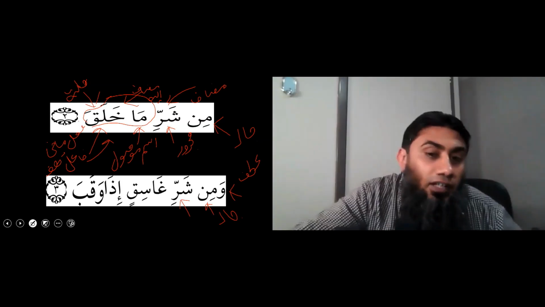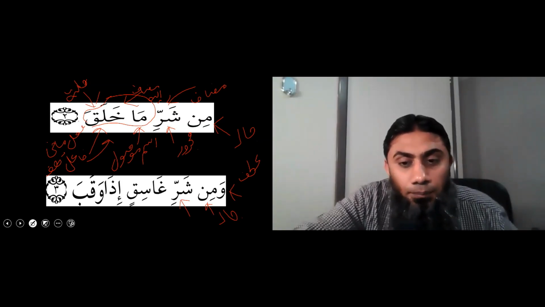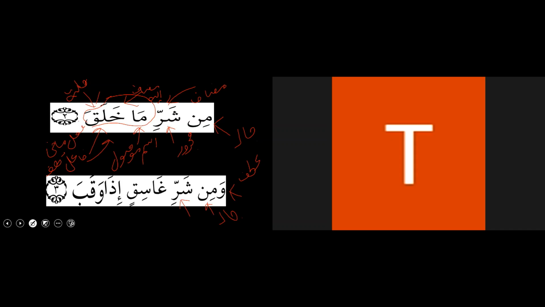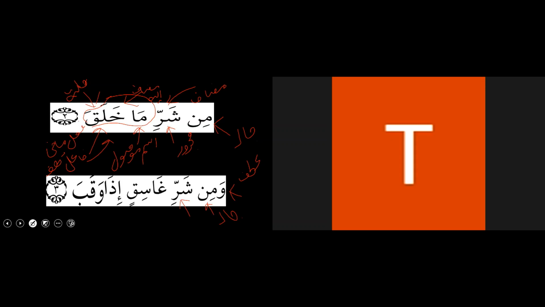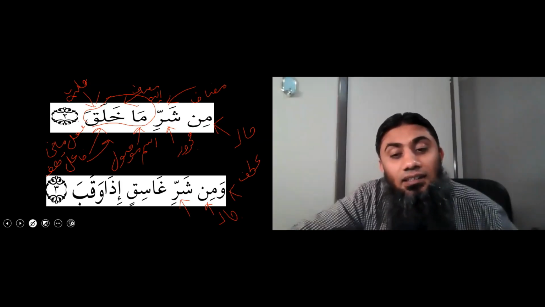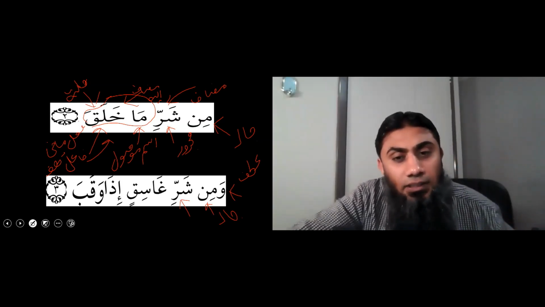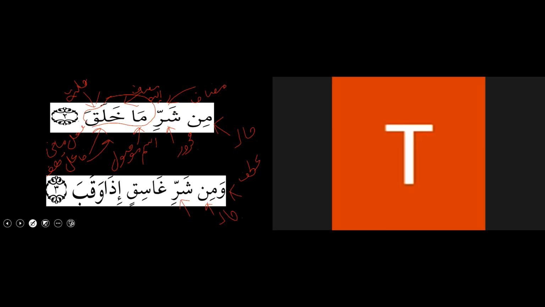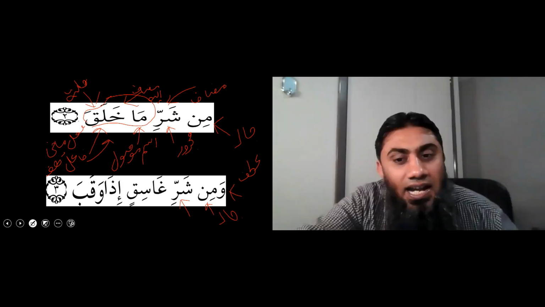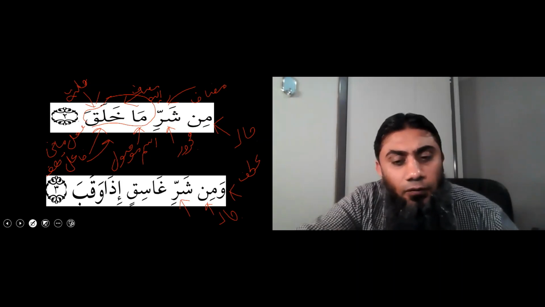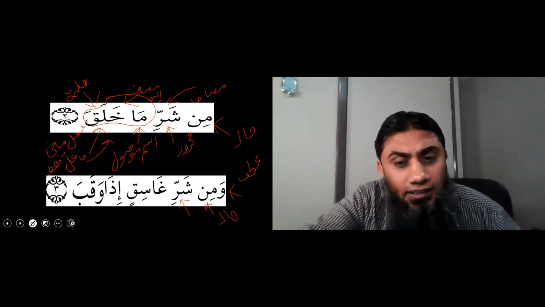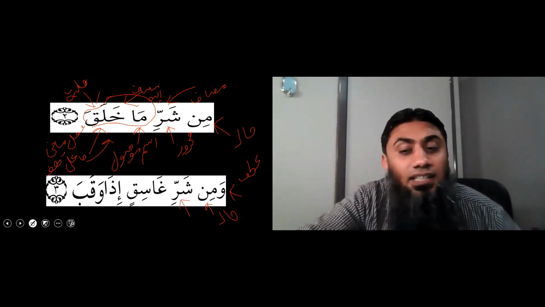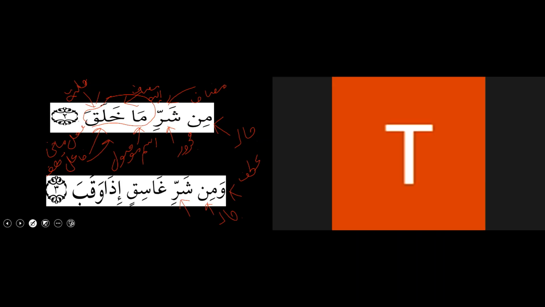Ghasik means night, evil of night. You see, when you translate between sharri and ghasik, you have to put an "of", which means that in this place, sharri and ghasikin are connected as mudaf mudaf ilayh. And another simple sign is ghasikin is in jar status. You can see this kasra. And I mentioned before, whenever an ism is in jar status, you need to look at what is before it. Before ghasikin, you have sharri. And obviously, sharri is not a preposition. So the only other possibility is that sharri and ghasikin are mudaf mudaf ilayh.